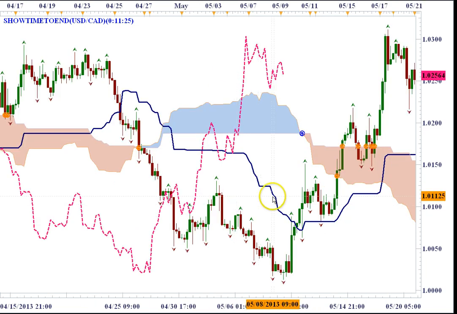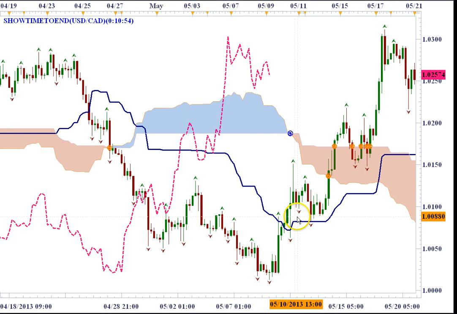Now, one rule that they teach when you do a Kumo break, and to get out of the trade, is when price closes on the other side of the Kijun Sen. And I don't do that, but that's one of the rules. You can get out when price closes on the other side of the Kijun Sen. So you would have got out right here when price closed on the other side of that Kijun Sen.